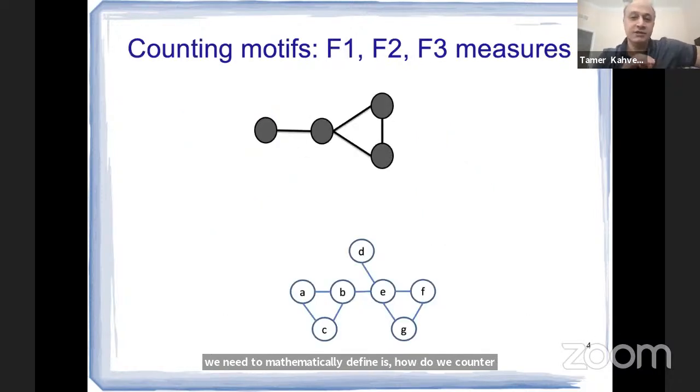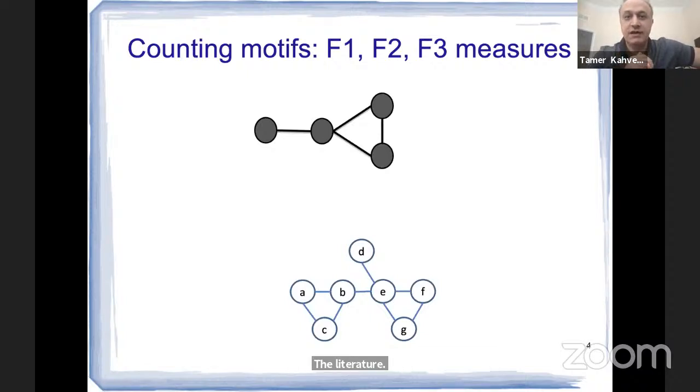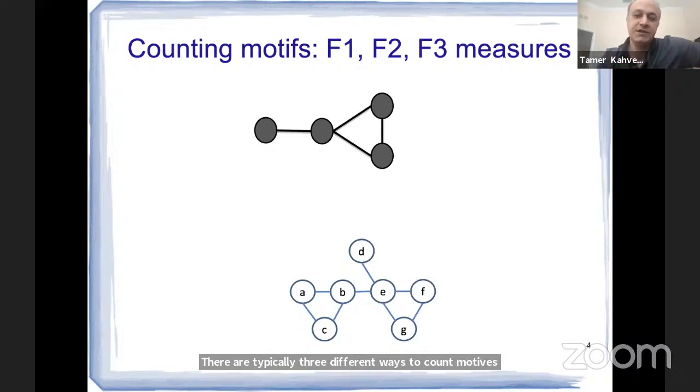In the literature, there are typically three different ways to count motifs. I'm going to call them F1, F2, and F3 measures. And I'm going to explain them very briefly on this toy example. So in my example here on the top, what you see is a motif pattern.